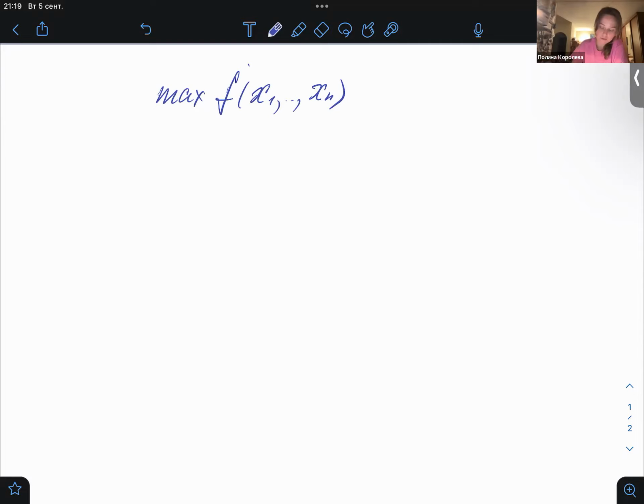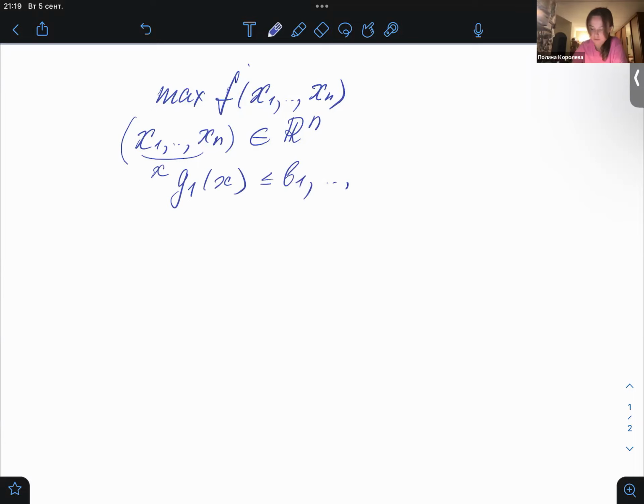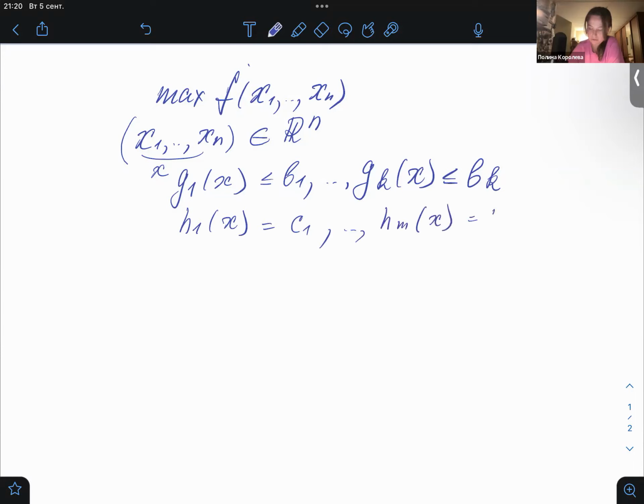Where our x1 to xn belongs to R^n, and this x must satisfy some conditions, some inequality constraints and equality constraints. For example, g1 of x, this vector x, is less than or equal to b1, up to gk of x less than or equal to bk. These are inequality constraints. And equality constraints, for example, h1 of x equals c1, and so on, up to hm of x equals cm.